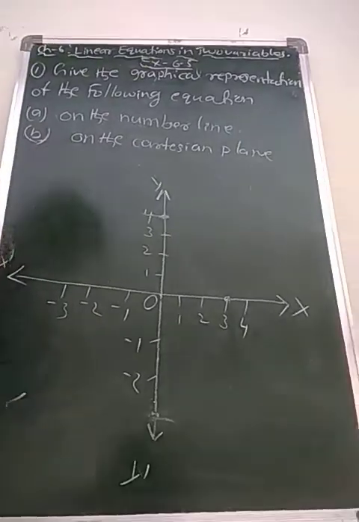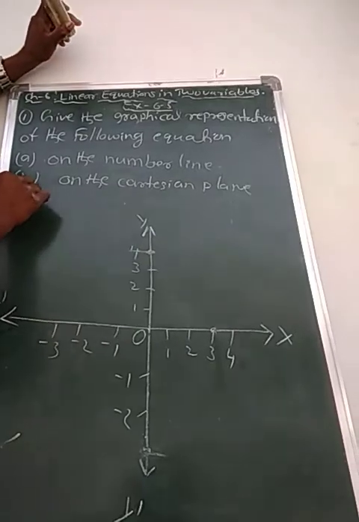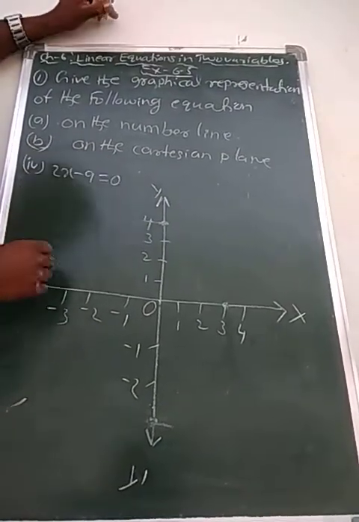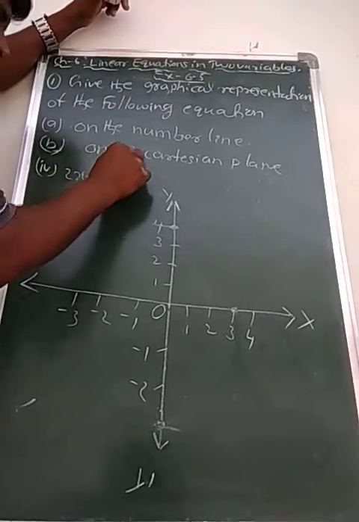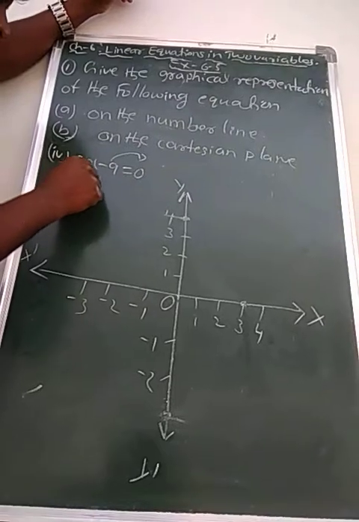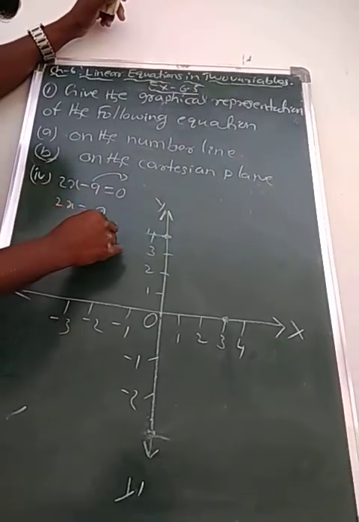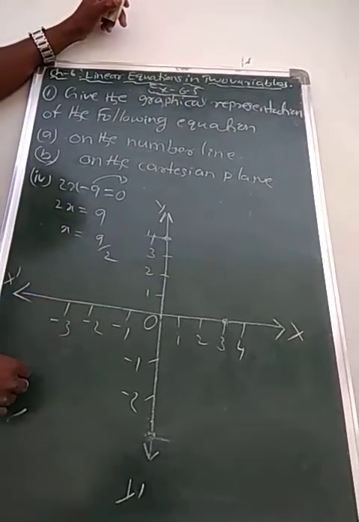The next question is the fourth one: 2x minus 9 is equal to 0. If I transpose 9 to the RHS, then what happens? 2x is equal to plus 9. Then x is equal to, transposing 2 to the RHS, it becomes a division quantity.